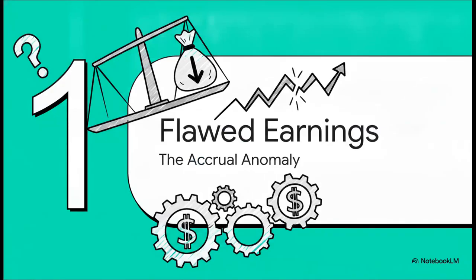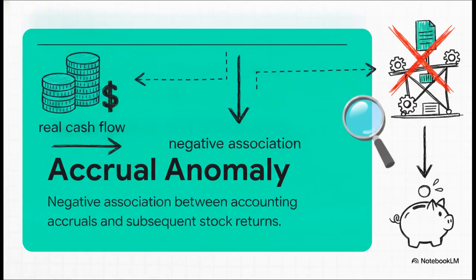Section 1. The flaw in traditional earnings. To really understand ABLG's strategy, we first have to look at the exact problem it's trying to solve. It all boils down to this fascinating concept called the accrual anomaly. This was first identified by a researcher named Richard Sloan way back in 1996. The core idea here is that a company's reported earnings are really made up of two distinct parts: real cash flow and accounting accruals. Now, real cash flow is an undeniable objective fact.